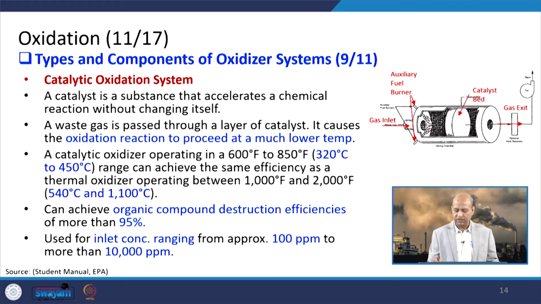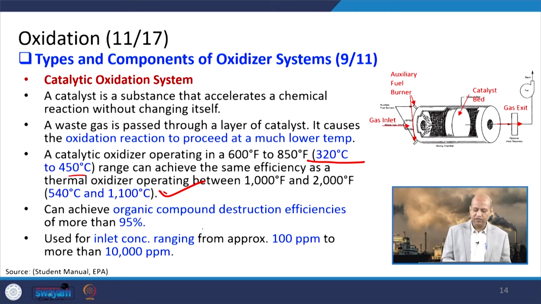Auxiliary fuel burners are also there, right. So, it can achieve basically this catalytic oxidizing operation. It operates around 320 degrees to 450 degrees Celsius. So, this is much lower than the oxidizing devices which we have seen, which operate in the range of 540 degrees Celsius to 1100 degrees Celsius. So, that way this catalytic oxidation system is much advantageous in that sense.